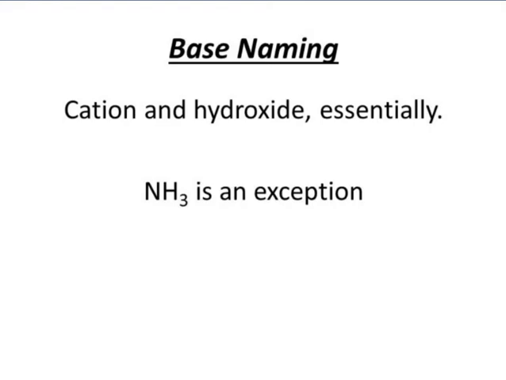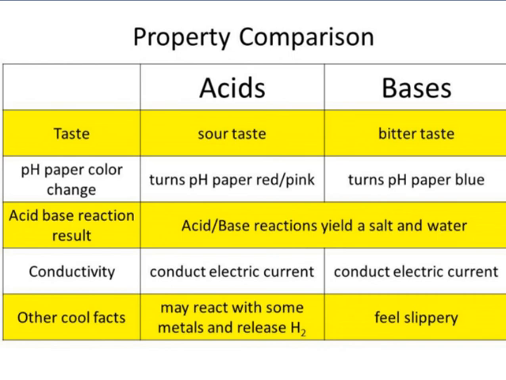Base naming, probably the least difficult thing we do, is the cation, and then you slap hydroxide at the end, essentially. NH3 is going to be our exception to that. NH3 is a base, but for the rest of them, cation, like sodium hydroxide, potassium hydroxide, magnesium hydroxide.